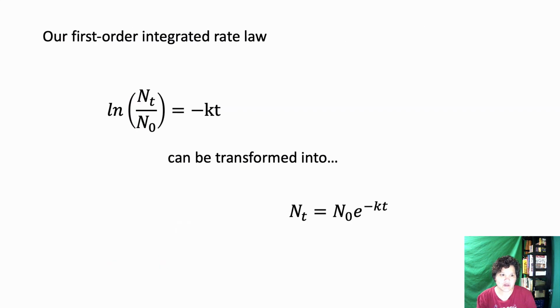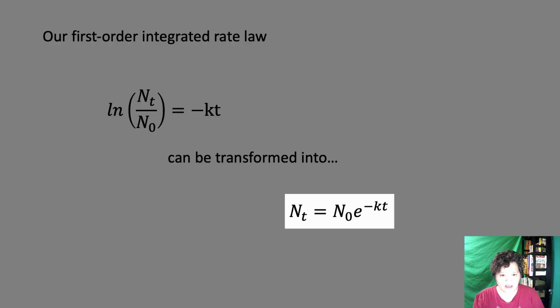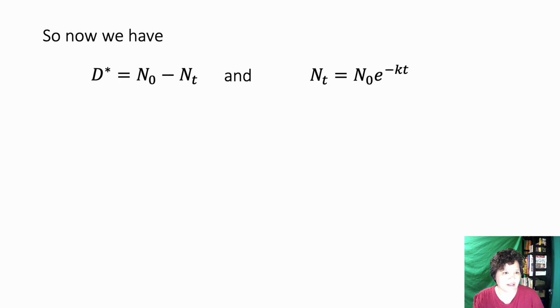So now we're going to take our first order integrated rate law, and we're basically going to work some exponential magic on it, raising e to each side. At the end of that transformation, you end up with this equation here: N sub t equals N sub 0 times e to the minus kt. Well, what good is that?